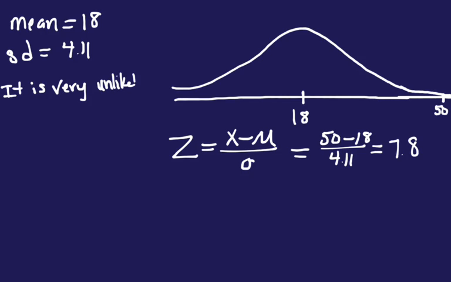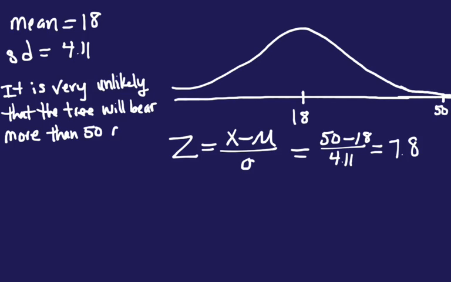So we would say it's very unlikely that a single tree would bear more than 50 apples that would be used for cider, because that is outside 2 standard deviations away from the mean. And that's effectively all for number 29.